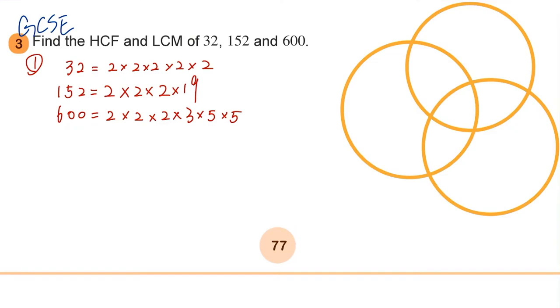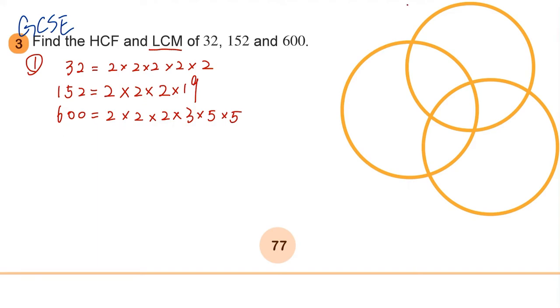Okay, now let's look at extensive exercise number 3. Find the highest common factor and lowest common multiple of 32, 152, and 600. Okay, so as we learned in class, to find the lowest common multiple of 3 numbers, the best way to do it is draw a Venn diagram. And the Venn diagram is already drawn for everyone.